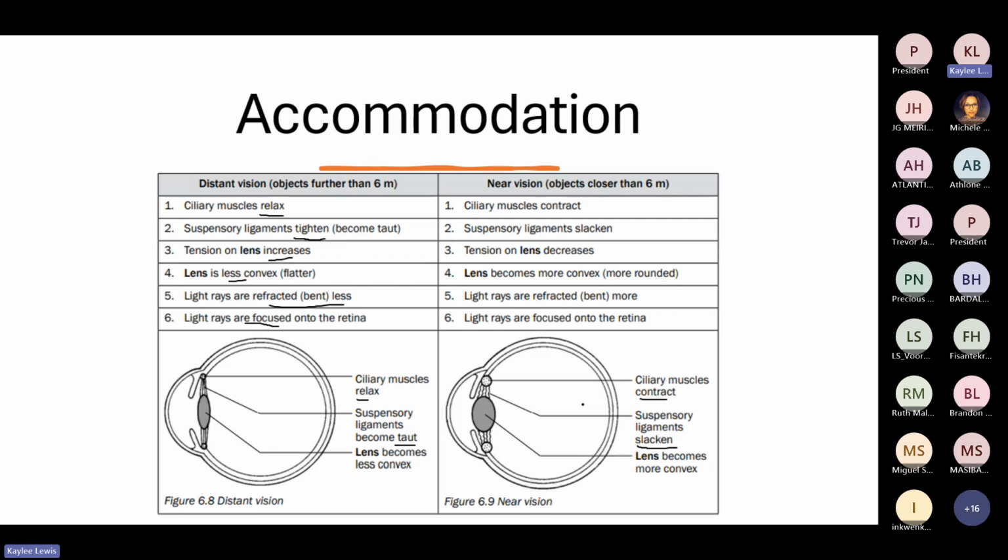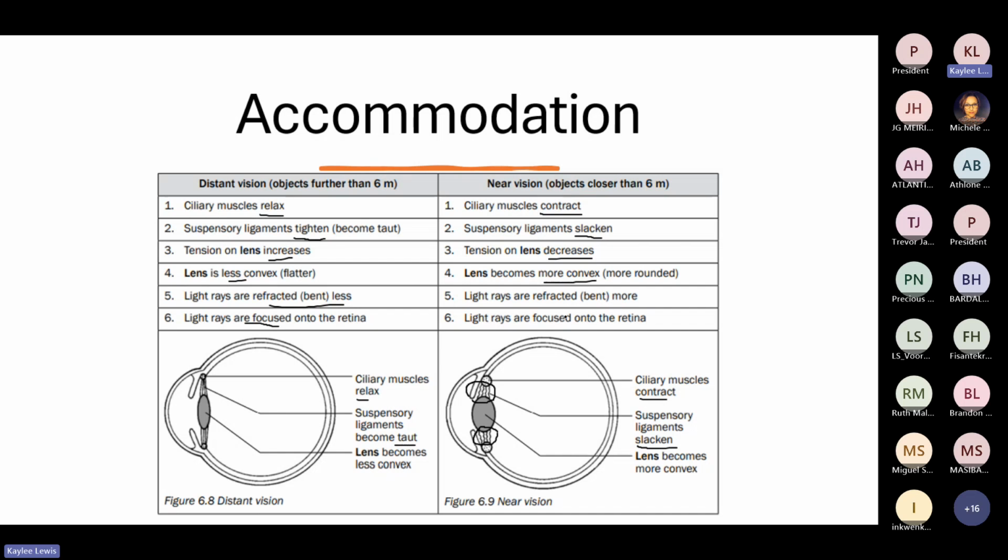If we are viewing objects nearby, so that means we want our lens to become more biconvex. How do I let that happen? Well, your muscles are going to contract. And my suspensory ligaments, if you look here, they slacken, so they lessen the tension on the lens, and that automatically causes the lens to bulge out more and to become more biconvex. So your suspensory ligaments slacken, the tension decreases on the lens, and the lens becomes more convex.